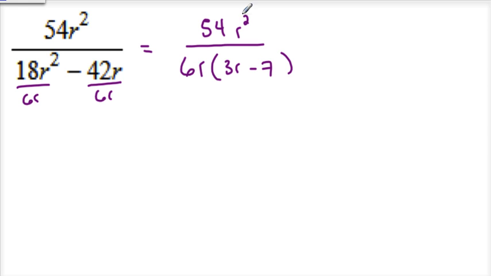Now that I factored this out, let me simplify. Now I have 54 and 6. Can I simplify those? You do 9. Yeah, this turns into 9, this turns into 1. R squared over r to the 1st, that goes away, this becomes r to the 1st. So I'm just left with 9r over 3r minus 7. Can I simplify my 9r and 3r here? No, this is a binomial in my denominator. Do not simplify those two.